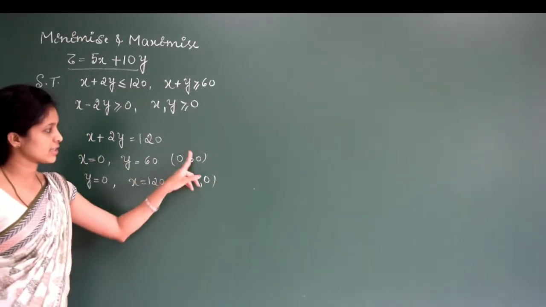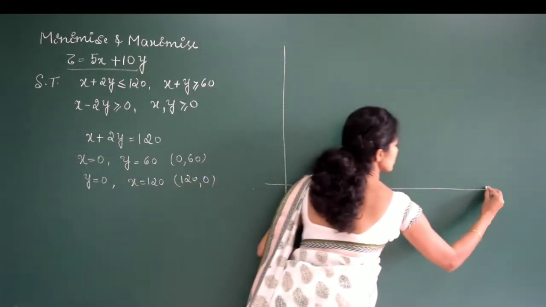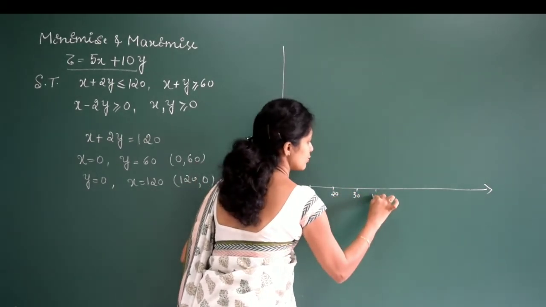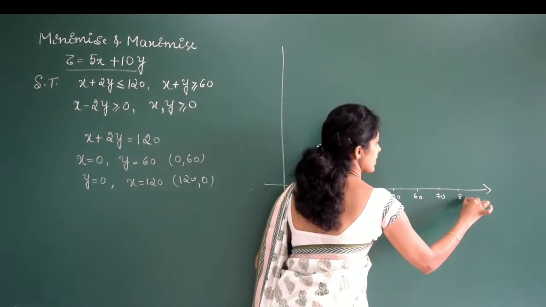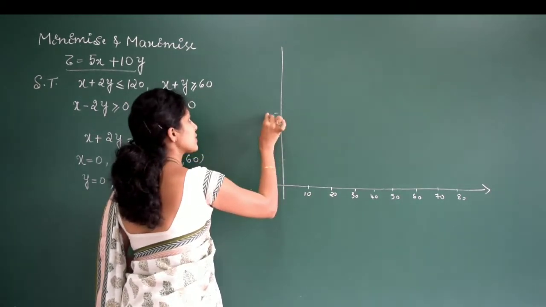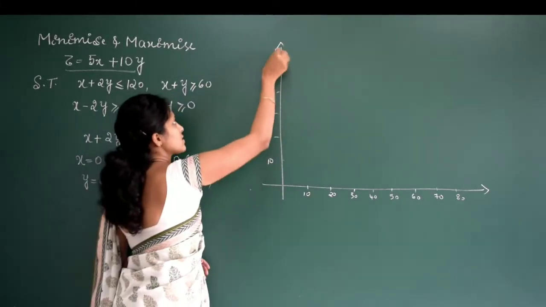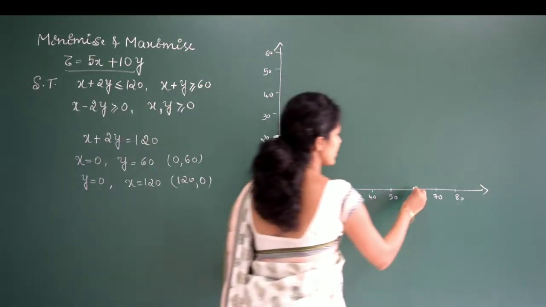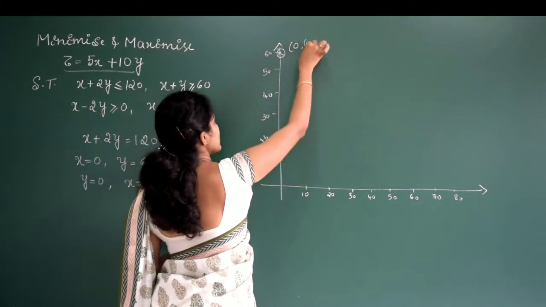So in that graph we need 60 and 120, right? So let us take the scale as 10, 20, 30, 40, and so on, 70, 80, and somewhere 120 will be there. Here we consider 10, 20, 30, 40, 50 and so on. Here 60. Fine. So the first point will be 0, 60: x axis 0 and y axis 60. So this is the point, right?